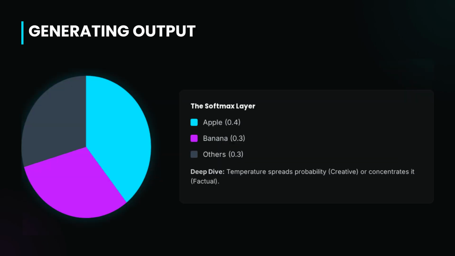The Softmax layer is crucial for generating output. It converts the model scores into probabilities for the next token. Temperature is a key parameter here. It spreads the probability for creative tasks or concentrates it for factual ones.